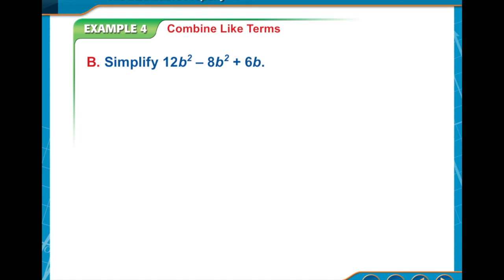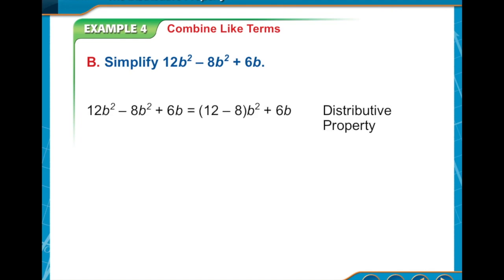4B, we want to simplify this whole expression. How do we do that? Well, we combine things that are the same. We combine like terms. So 12b squared minus 8b squared, those two things are the same. We could combine those. Notice here what they did.